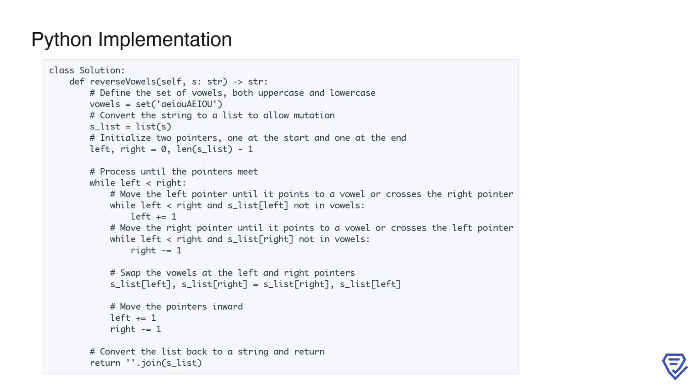Finally, after the loop completes, the modified list is converted back to a string using join, and returned as the result. This solution efficiently handles the problem with a time complexity of O(n), where n is the length of the string, since each character is processed at most once. The space complexity is O(n), due to the conversion of the string to a list.